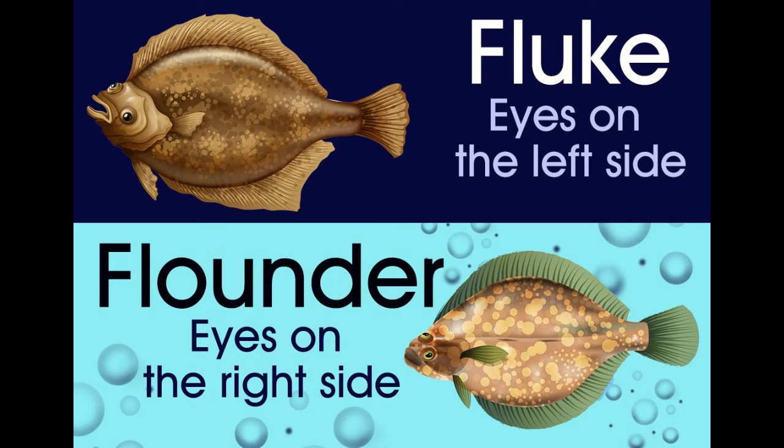Both flukes and flounders are bottom-dwelling flatfish found in the Atlantic Ocean. They lie low on the ocean's undersurface and blend with their environment. Their camouflage helps them take their prey by surprise and hunt it down.